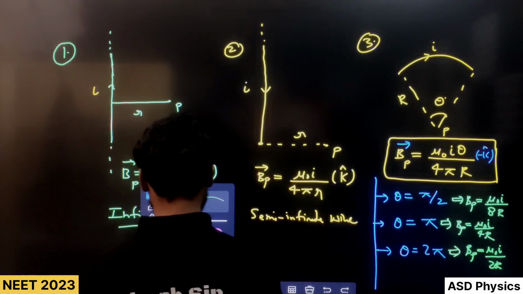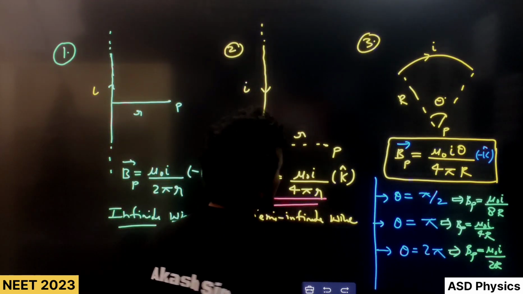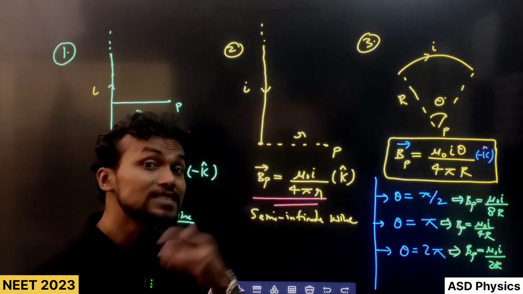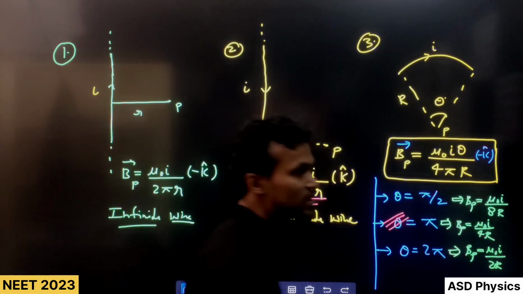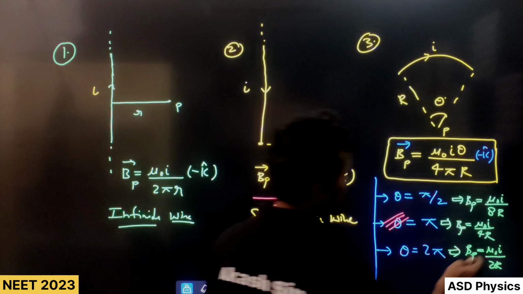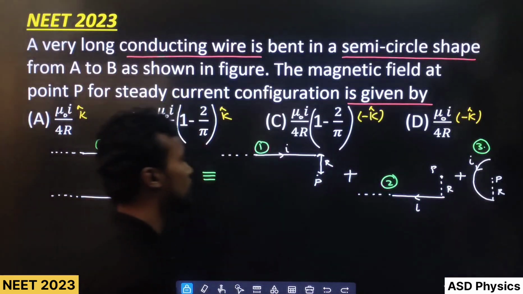Now students, depending upon our question situation, which formula do we have to use? We have to use this formula for the semi-infinite wire, and this formula here because the semicircular coil is there, and we are going to use this formula, as I told you. Okay, so let's go back to the previous one.